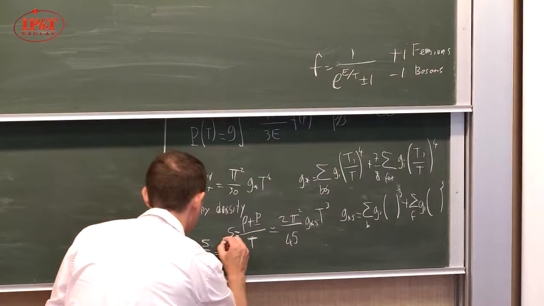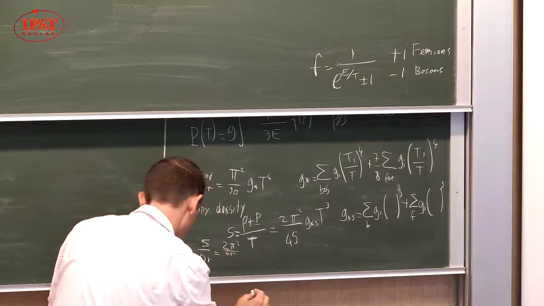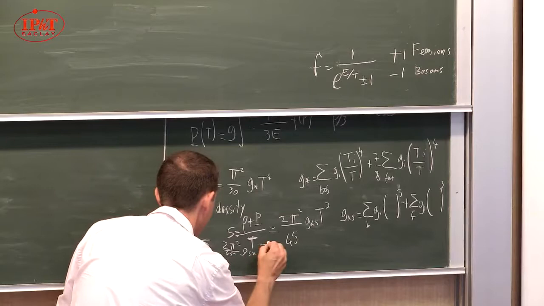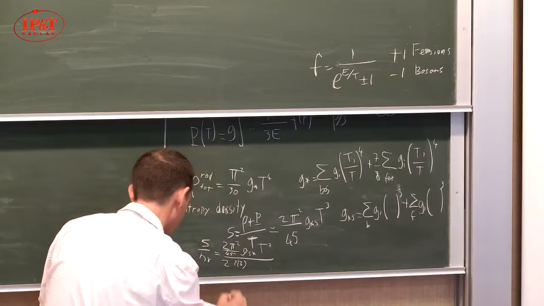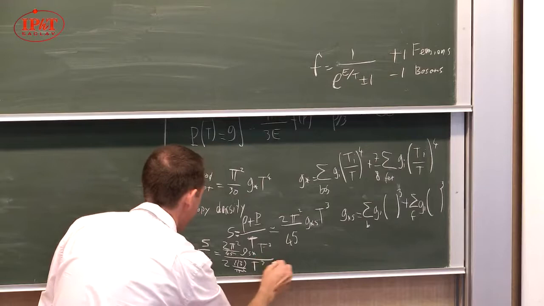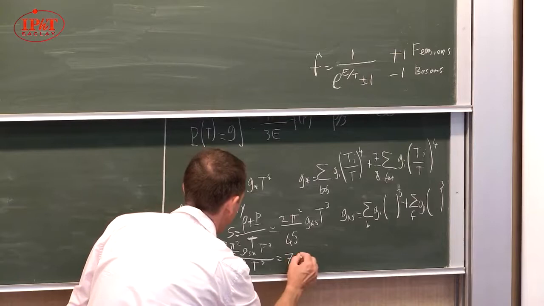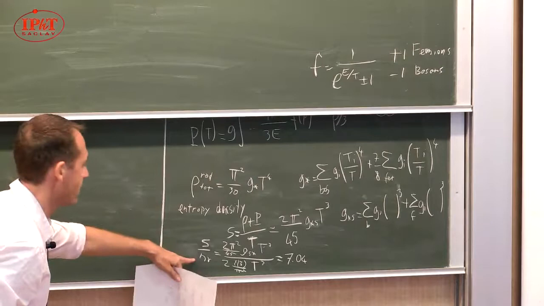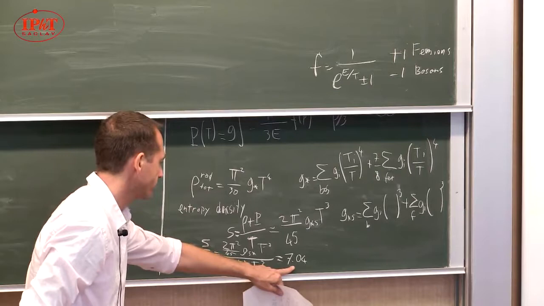let me write it down, 2π squared divided by 45 g star s T to the 3 divided by 2 zeta of 3 divided by π squared T to the 3. Simplifying the T to the 3 and plugging in the values for these quantities, you get 7.04 or something like this. So up to order 1, the entropy density and the number density of photons are close to each other today.